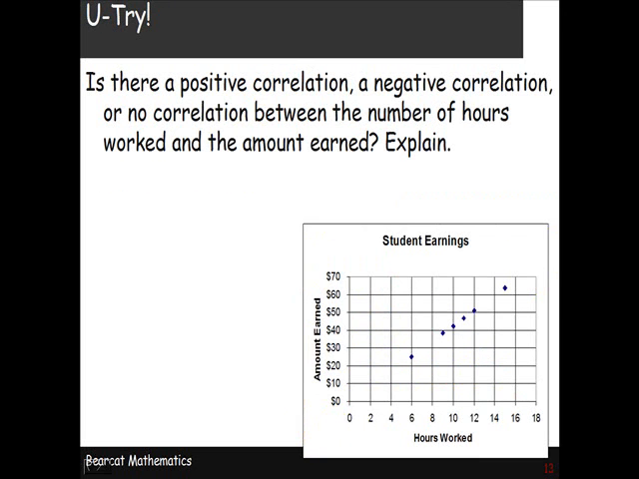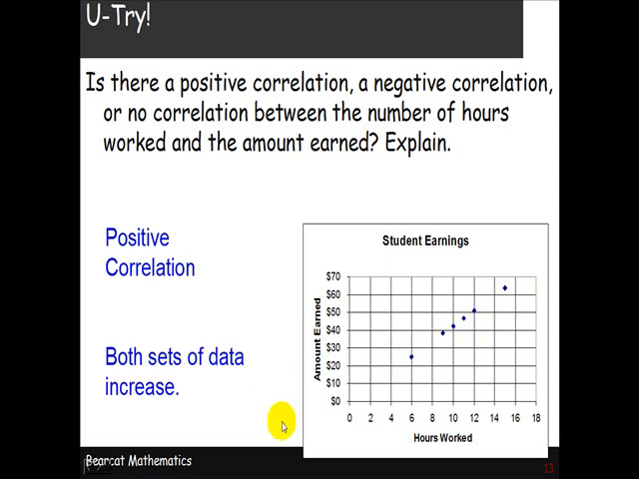In this graph, is there a positive correlation, a negative correlation, or no correlation between the number of hours worked and the amount earned? Well, there better be a correlation, because if there's not, people aren't going to work. And you can see that these dots almost line up perfectly on the line. In fact, I believe they do line up perfectly on the line. So that's a very strong positive correlation.